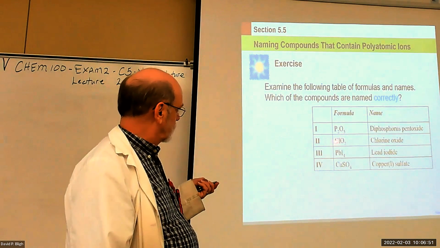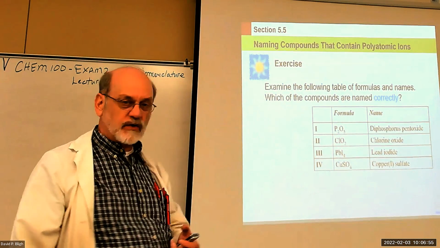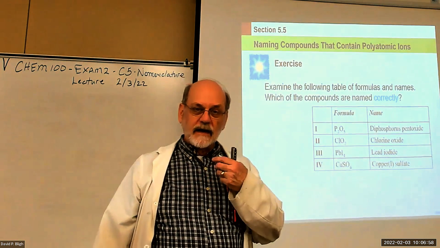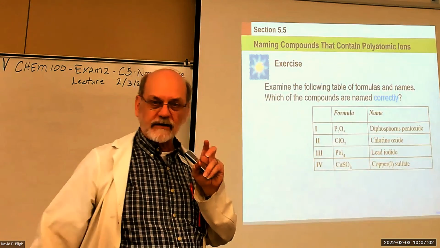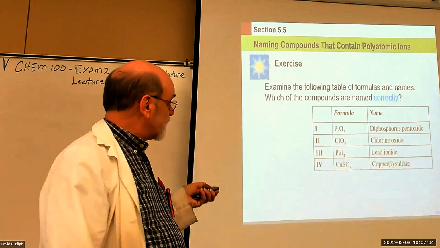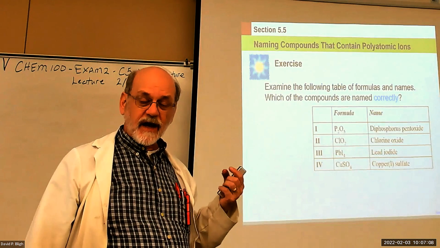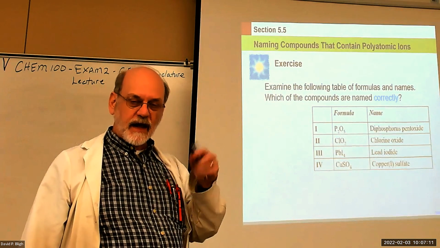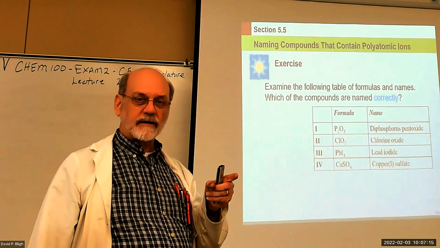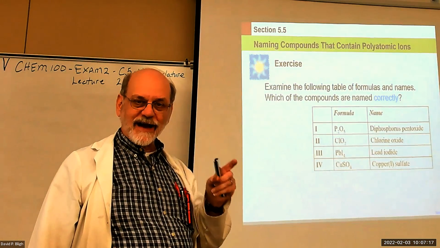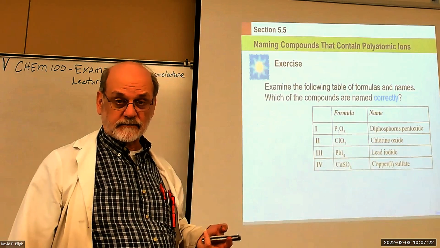How about this one? ClO2. The temptation here is to look for polyatomics. But this is the compound. It's neutral. So we're not naming a polyatomic here. We're naming a nonmetal type 3 compound, which would be what? Chlorine dioxide. That one's wrong.